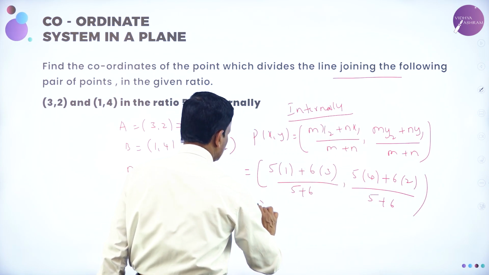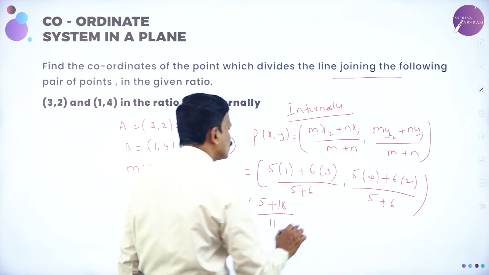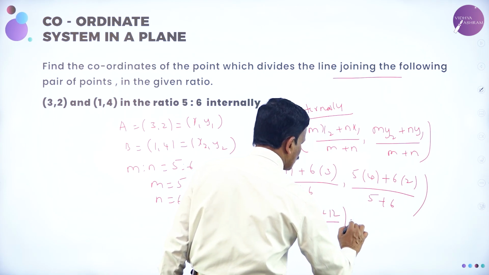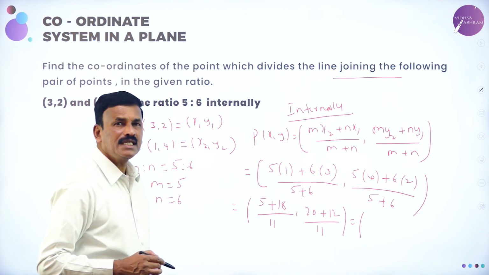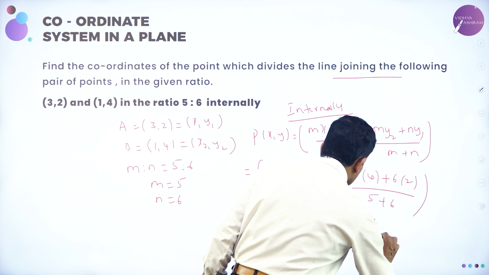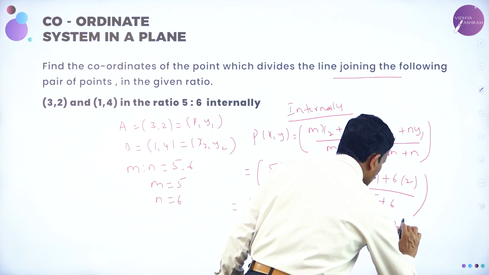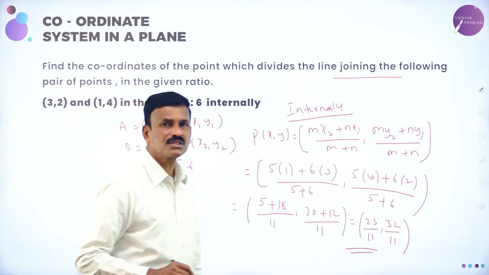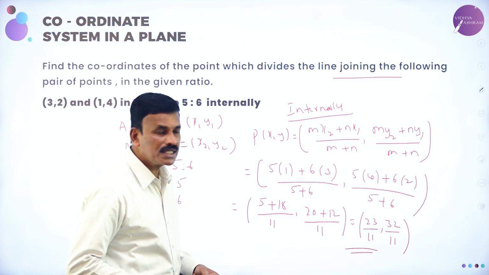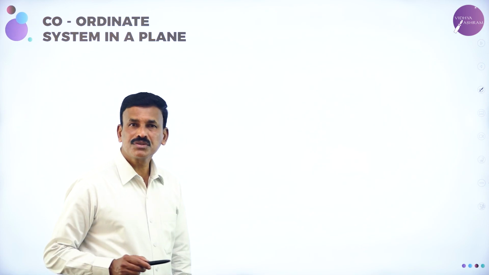So, this is equal to 6 3s are 18, divided by 11, 5 4s are 20 plus 6 2s are 12, divided by 11. So, this is equal to 18 plus 5, that is 23 divided by 11, 20 plus 12 is 32 divided by 11. So, this is the internal division. Okay. Hope you followed. So, the required answer is (23 by 11, 32 by 11). That's it. Now, move on to the next problem.